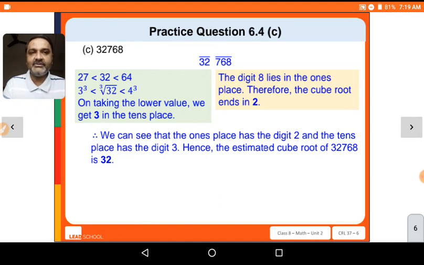So the three questions 6.3 A, B, C and 6.4 A, B, C, these 6 questions and the 2 estimation examples I told you earlier in this video, total 8. So A, B, C of 6.3, A, B, C of 6.4 and 2 estimated examples. So in total you have to cover 8 questions in today's homework.